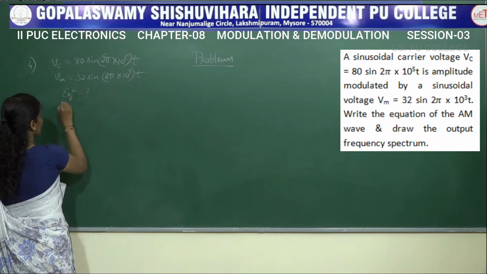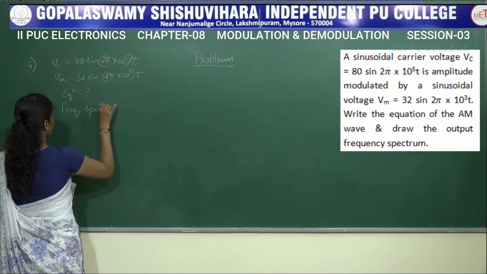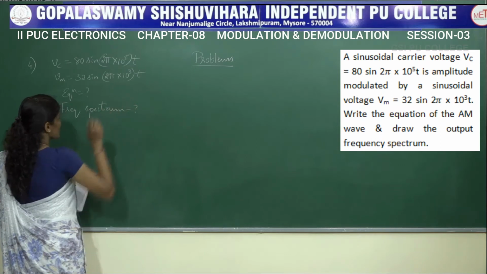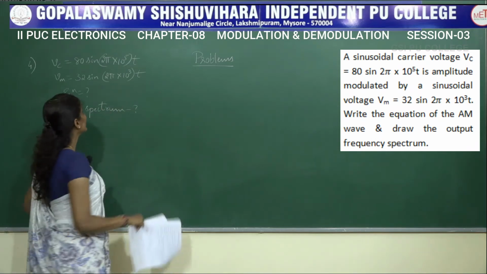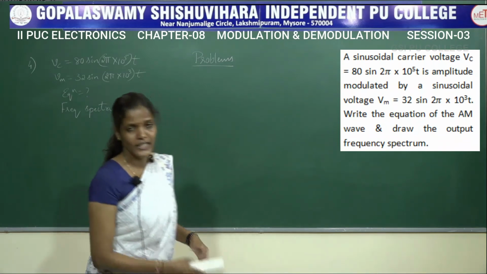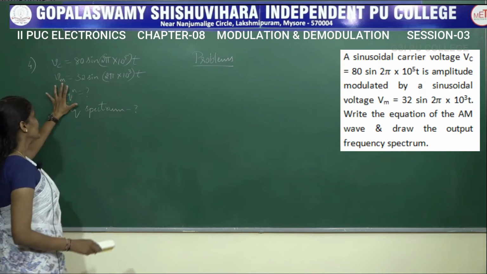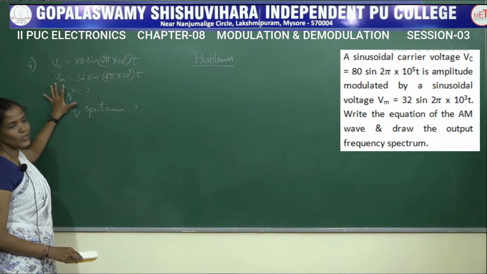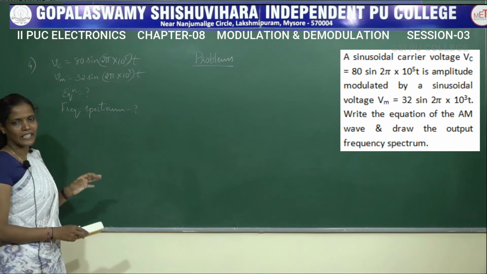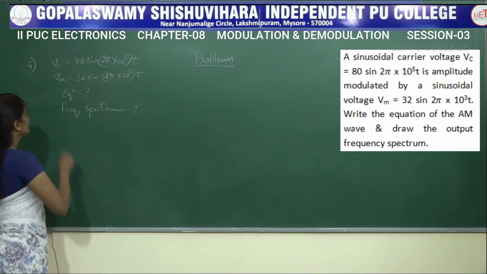We have to write the equation and draw the frequency spectrum. In this particular problem they have given the equations directly, Vc and Vm. Vc is the instantaneous equation of a carrier signal, and Vm is the instantaneous equation of a modulating signal. Now we have to find the equation as well as the frequency spectrum.